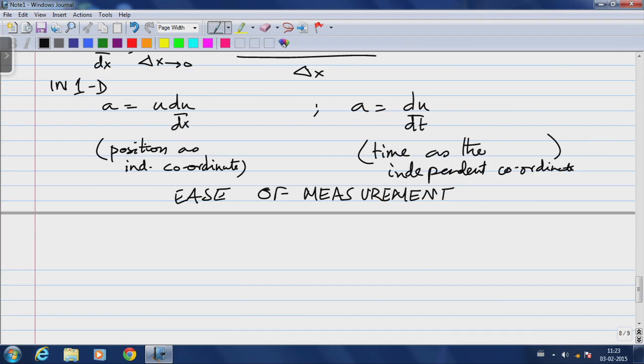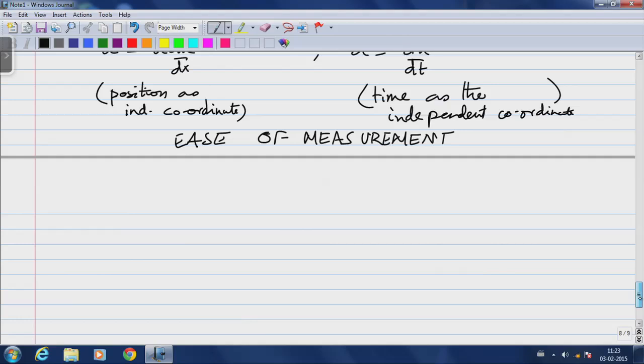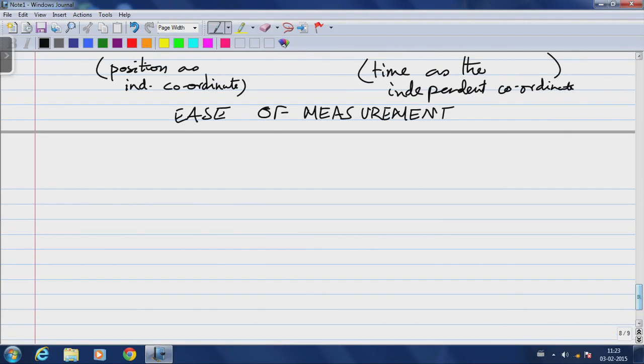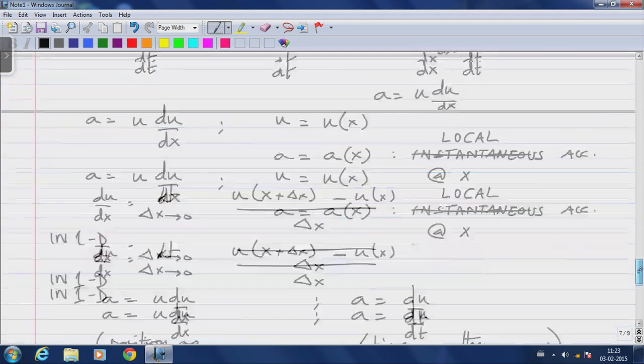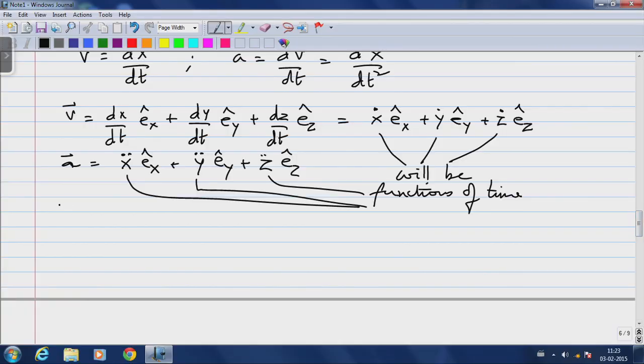Okay. So, let us take the second case using position as the independent coordinate and generalize it from one dimension. So, in 3 dimensions what would it look like? Remember, acceleration, even in the old way of defining things, is a vector. This is a 3-dimensional vector. So, the instantaneous velocity was a vector, instantaneous acceleration is also a vector.